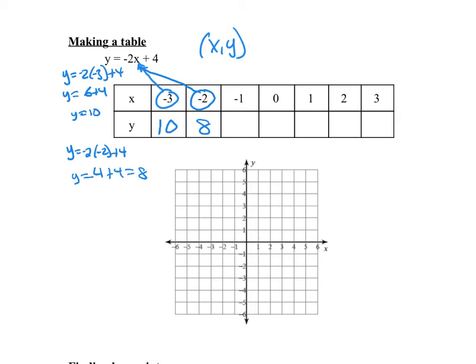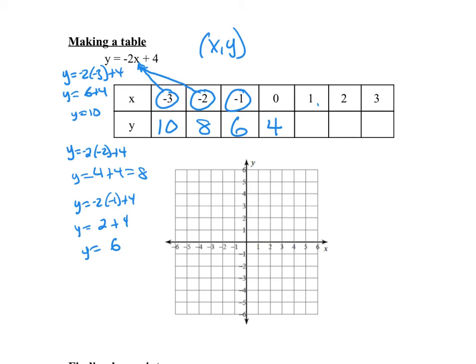Now I'm going to do the same thing with negative 1. Plug it into the equation. I get 2 plus 4, I get y equals 6. Okay, now, next I would plug in a 0. Plugging in a 0 is nice and easy because anything times 0 ends up being 0. So negative 2 times 0 would just be 0, plus 4 makes that a 4.